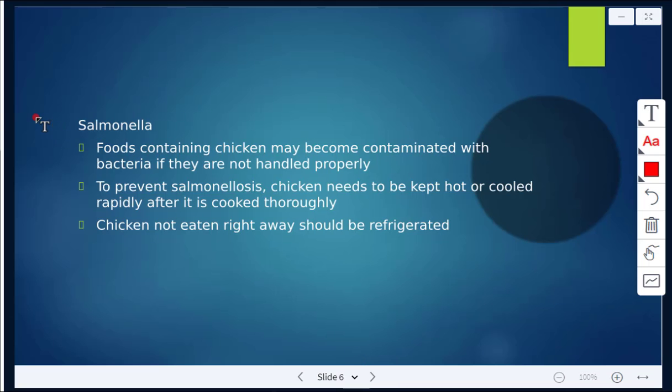Salmonella comes from foods containing chicken, and so foods containing chicken can become contaminated with bacteria if they are not handled properly. So to prevent salmonellosis, chicken needs to be kept hot or cooled rapidly after it's cooked thoroughly. And chicken that's not eaten right away should be refrigerated.